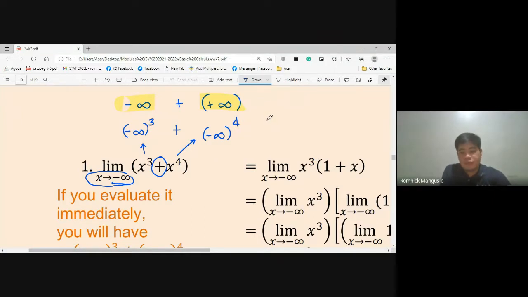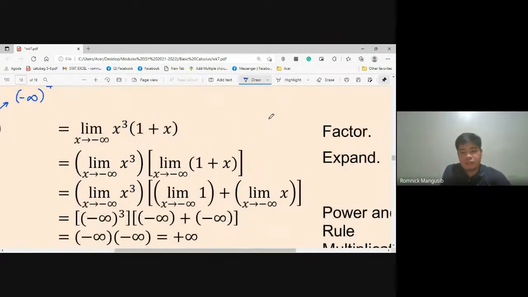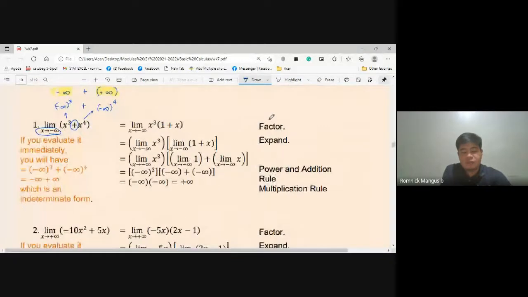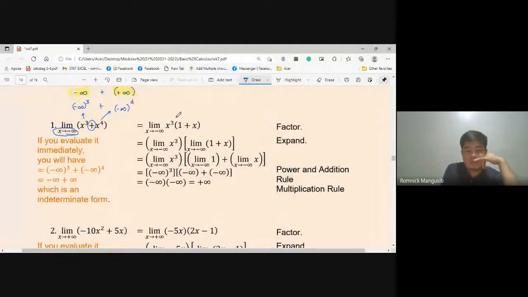Pero, sige, tingnan muna natin yung nangyari, yung buong solution. Ang nangyari sa solution dito, nag-factor out tayo, wherein we brought out x cubed. Because x cubed and x raised to 4 are factorable, they can be divided by x raised to 3, kaya nilabas natin, no? So, nung nilabas natin ang x raised to 3, dalawa ang factors na makikita natin. Paghiwalayin mo ang dalawang factors na yan, at kunin mo ang limits ng bawat isa.